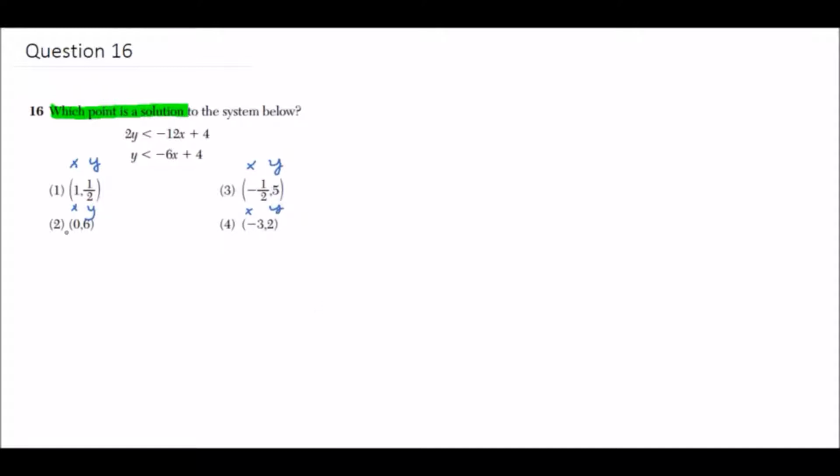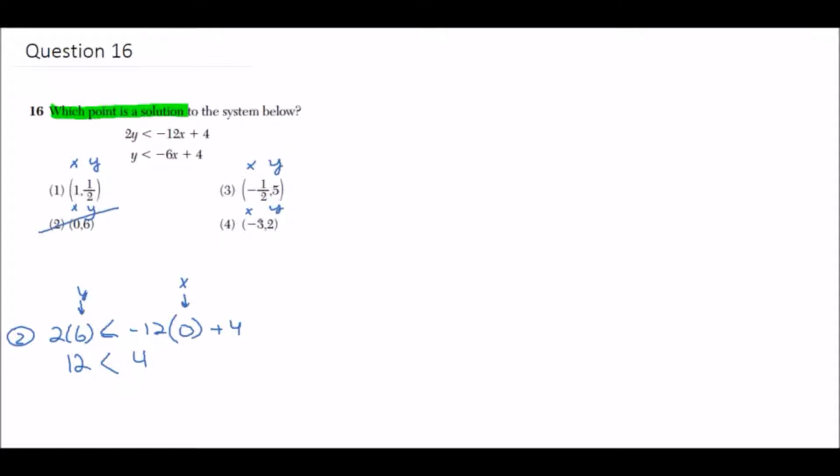We have 0, 6. That's easy because we can sub in the 0. So choice 2 would be 2 times 6 is less than negative 12 times 0 plus 4. We have subbed in our y value here and our x value here. And let's see if that is true. We have 12 is less than negative 12 times 0 is 0 plus 4. The entire side is 4. 12 is not less than 4. So right away we know that choice number 2 is not going to be a solution to even the first inequality, let alone the entire system.